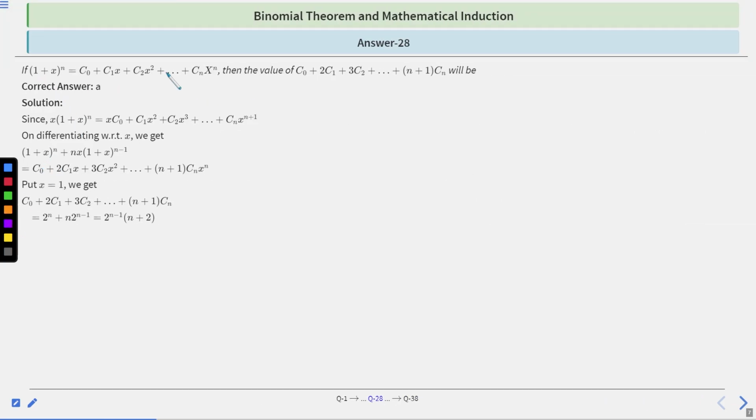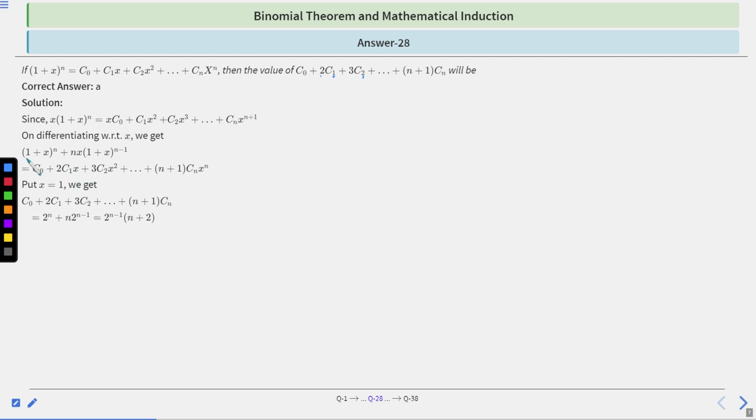See, since this expression is given as this, multiply both sides with x, right? So x times (1 plus x) to the power n is equal to x c0 plus c1 x squared till cn x to the power n plus 1. Now, let's differentiate. Why have we multiplied by x and then differentiated? Because, see, it is 2 times c1, right? That means if it is c1, then we have multiplied with 1 plus 1, which is 2. If it is c2, then we have multiplied with 2 plus 1, which is 3, right? That's why we have to differentiate this.